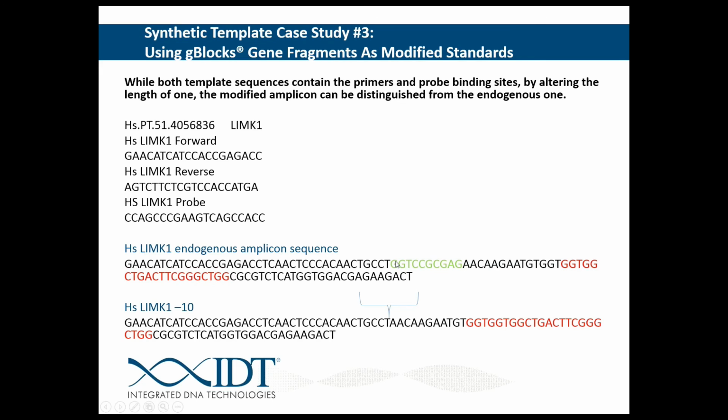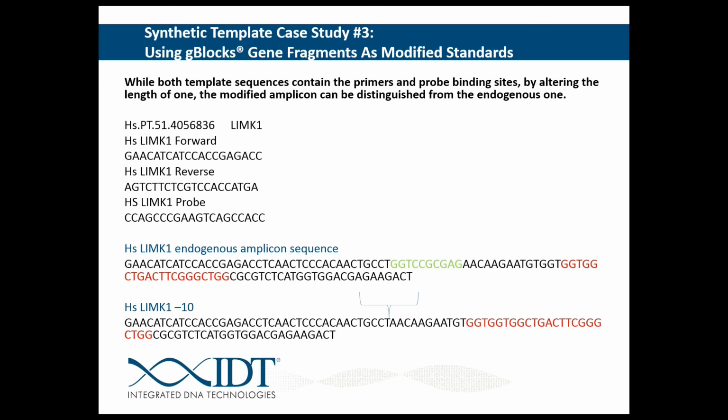One of the other very interesting techniques that we've seen people use this for is people that want to use a control that they can differentiate from the endogenous sequences that are present. This is particularly useful when you're doing very sensitive qPCR, where you want to make sure that you're not contaminating your test samples with your controls. Of course, when you generate synthetic controls, you generate a large number of copies of the material, so it's very easy to get a couple of those copies to contaminate something.